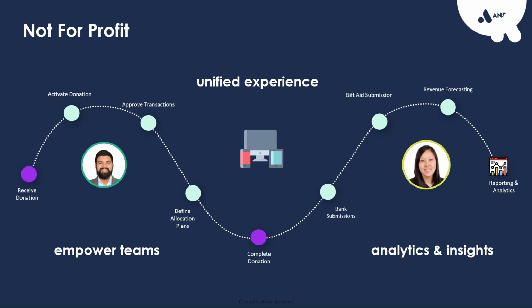So in summary, here's what we've achieved in today's walkthrough. The donation is received. Steve's reviewed the donation, he's approved the transaction. Allocation plans and soft credits have been applied. Gift aid claims have been created. The donation is completed. Kaz has processed the direct debit batch. Gift aid is submitted, and she can then view the sales forecast for the quarters ahead and delve into greater Power BI reporting.